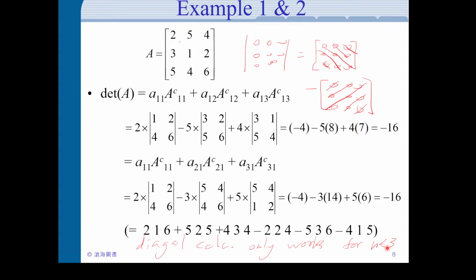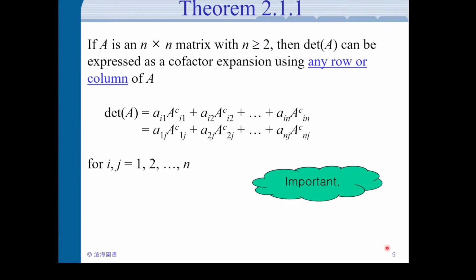Okay, so that's an example of calculating determinant. And now let's see properties of determinant. The first property is that we can expand the cofactor using any row and column. And I don't think we will prove this, but this is true.